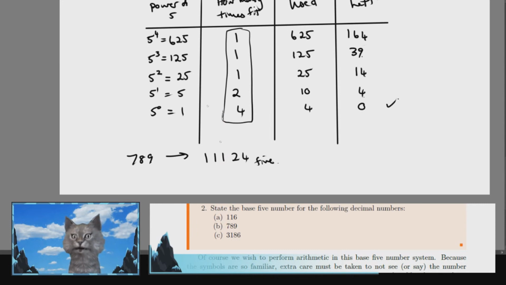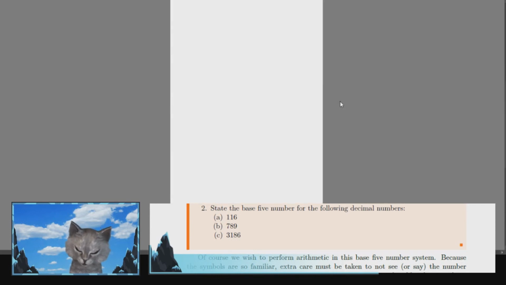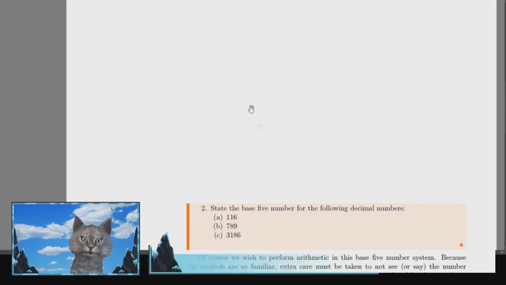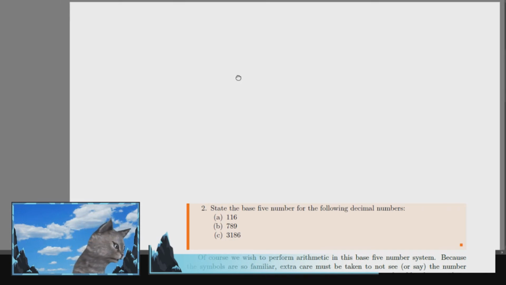All right, let's try one more. We have one more. Ooh, we have a big one. Let's do it. Just need to make a bigger page here. New page, rather. So let's see. That is number C, and it is 3,186. Ooh, that is a big one.